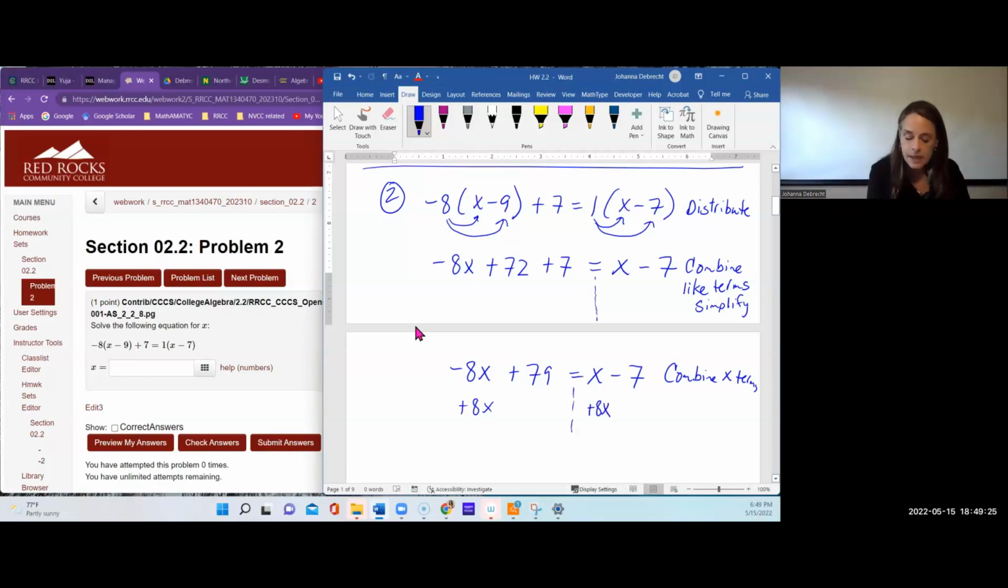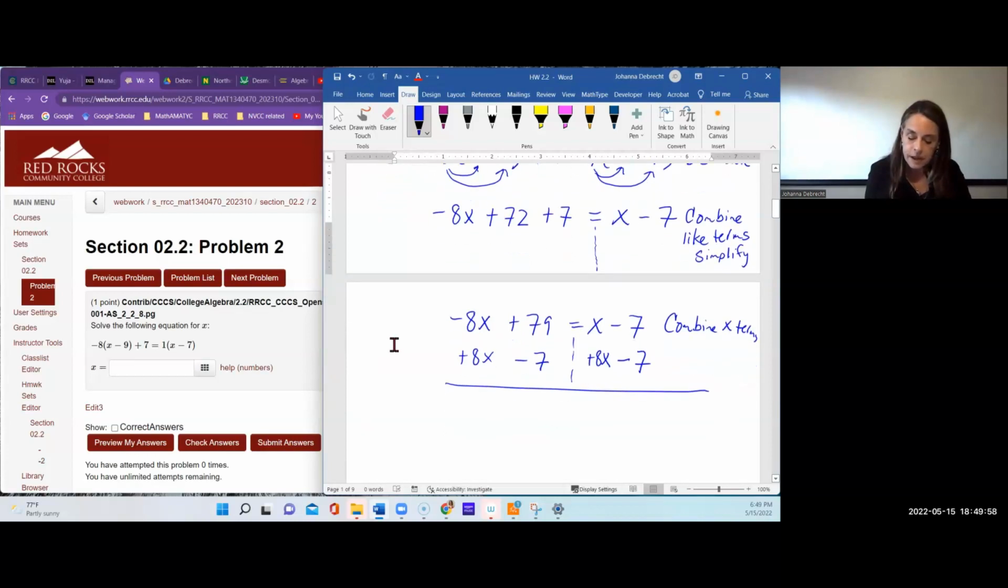I can, at the same time, also move the numbers. Since the variable terms are going to end up on the right side of the equation, I can then take the number -7, which does not have an x, and move it to the left side by subtracting 7. Note that I have 8x plus 8x minus 7 on both the left and the right side of the equal sign. So I have kept the equations balanced, which means they're still true and unchanged. The result will be the same answer. Then on the left, -8x plus 8x is 0. 79 minus 7 gives me 72.